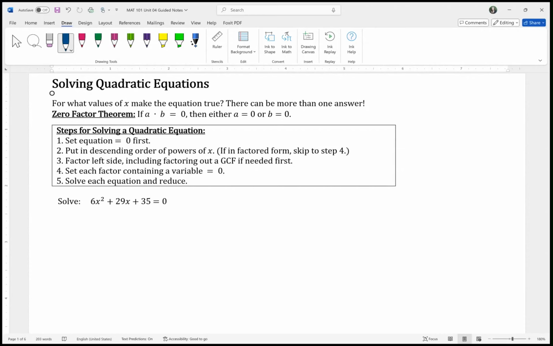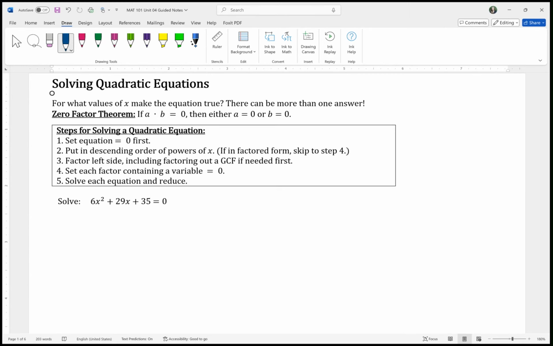In this unit, we're solving quadratic equations. The first thing I want to introduce is the zero factor theorem, which tells us if you have a times b equals 0, then either a equals 0 or b equals 0. So basically, the only way to get 0 out is for one of those factors to be 0, because 0 times anything is 0. Okay, so that's one concept we're going to use in order to solve a quadratic equation.